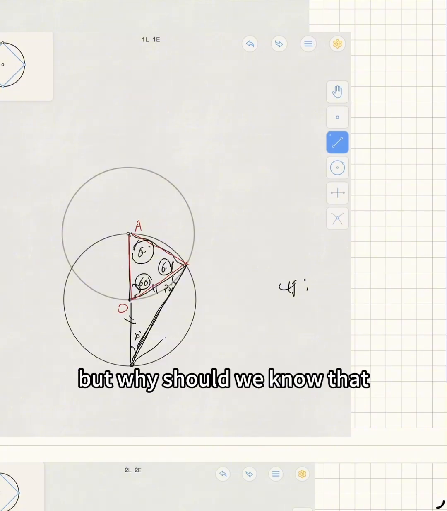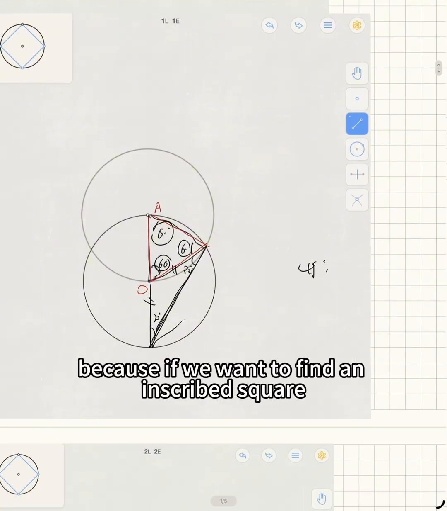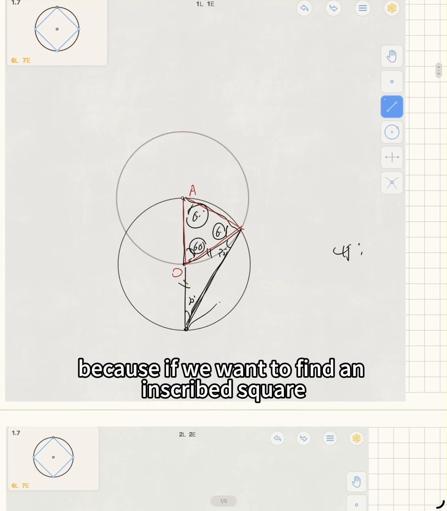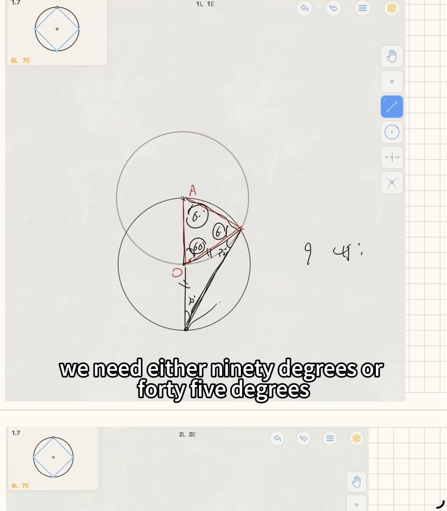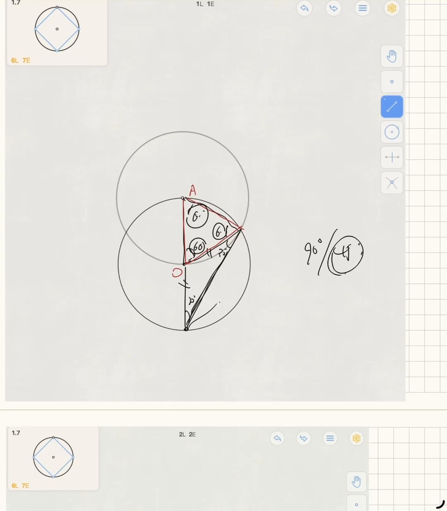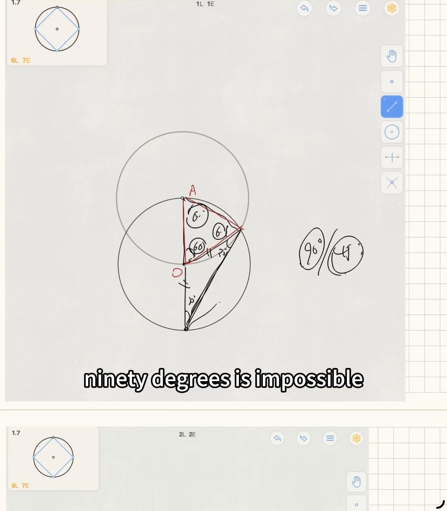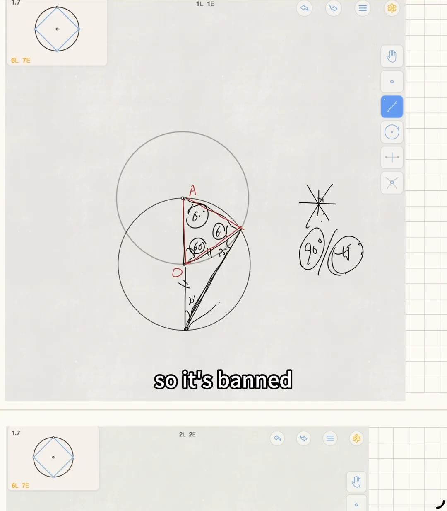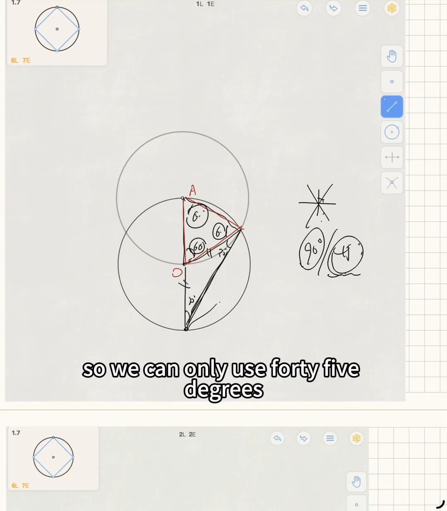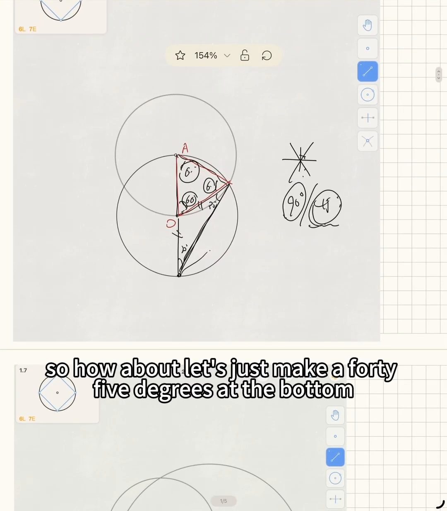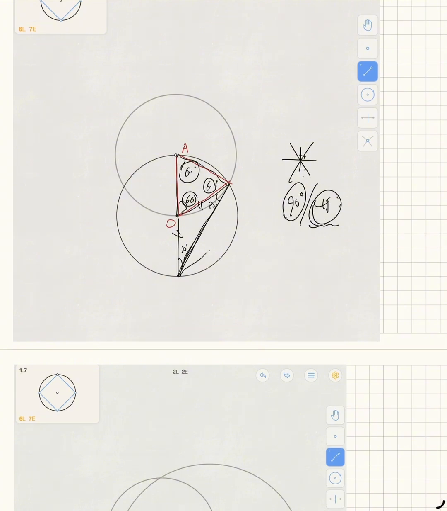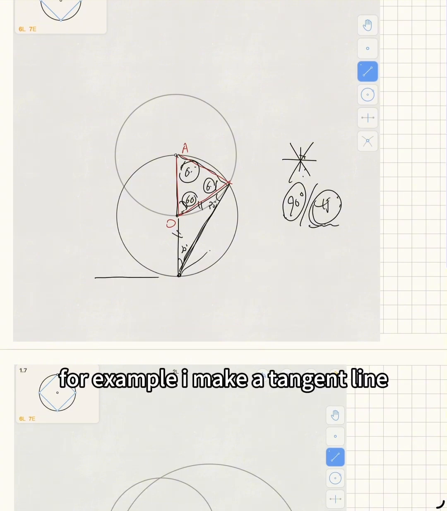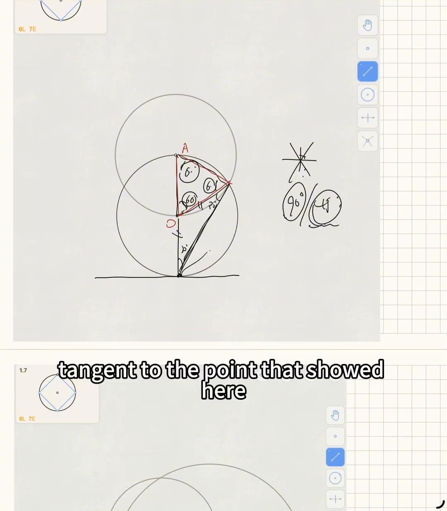But why should we know that? Because if we want to find an inscribed square, we need either 90 degrees or 45 degrees. 90 degrees is impossible because we cannot use perpendicular ideas, so it's banned. So we can only use 45 degrees. So how about we make a 45 degrees at the bottom. For example, I make a tangent line. The tangent to the point is shown here.